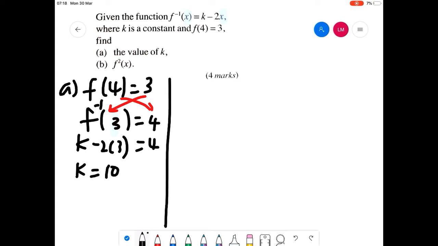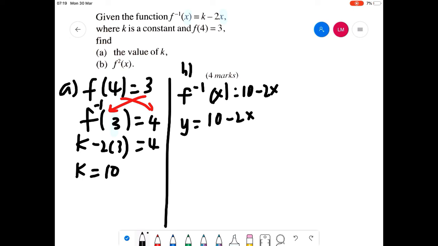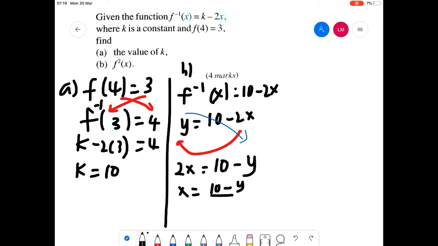Now you are required to find f squared. So f inverse for part B, x is equal to 10 minus 2x. Here we are going to find the inverse function to get the f(x) first. Y equal to 10 minus 2x. Since the negative 2x is already negative, we bring it to here, so it will become 2x equal to 10, while the y, we bring it to the other side, so it will become minus y. So your x will be (10 minus y) over 2. That means your f inverse, you already inverse it, becomes f(x). You will get (10 minus x) over 2.